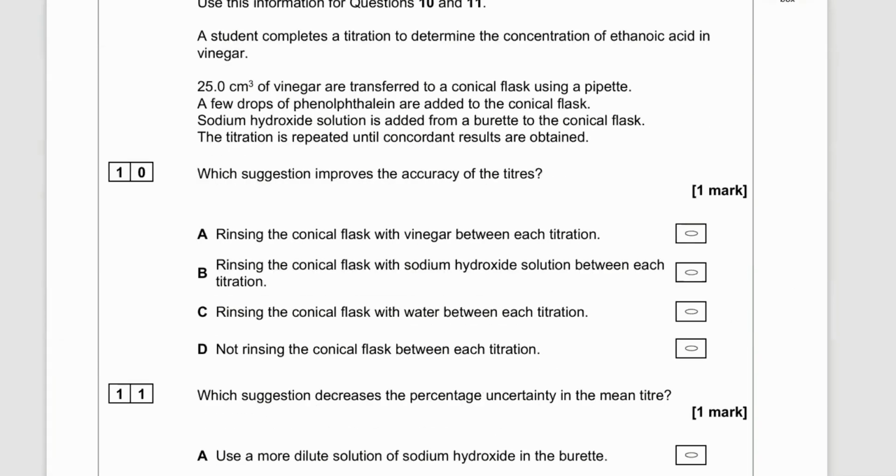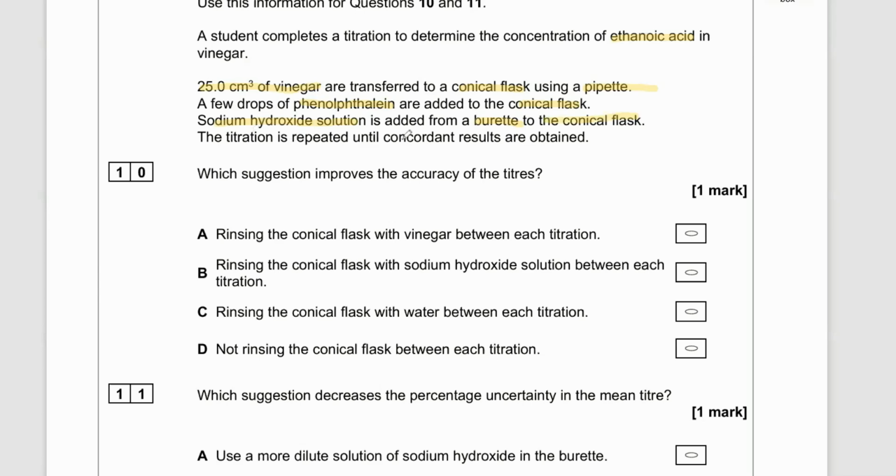Right, next question. Use this information to answer questions 10 and 11. A student completes a titration to determine the concentration of ethanoic acid in vinegar. 25 centimeters cubed of vinegar are transferred to a conical flask using a pipette. A few drops of phenolphthalein are added to the conical flask. Sodium hydroxide solution is added to the burette, and then is titrated into the conical flask. The titration is repeated until concordant results are obtained. What improves the accuracy of the titres?